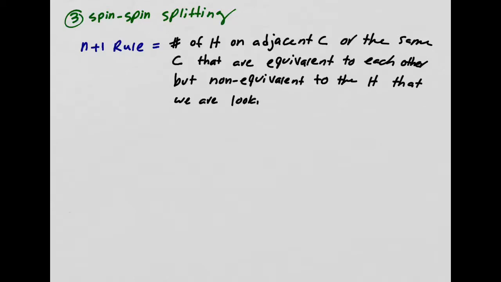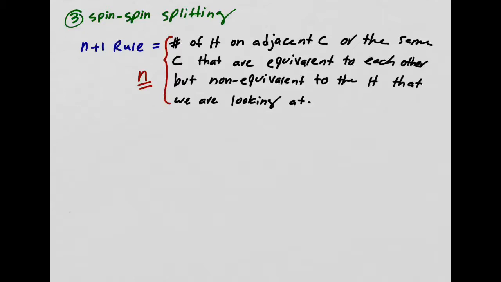Yep, I can imagine your expression right now, like, what the heck, what does that mean? Don't worry, we're going to go over it. I just want to put down the rule. So, N is the number of hydrogens on an adjacent carbon or the same carbon that are equivalent to each other but non-equivalent to the hydrogen that we are looking at. And that is my N. Yeah, this makes perfect sense, doesn't it? No. We're going to go over this.